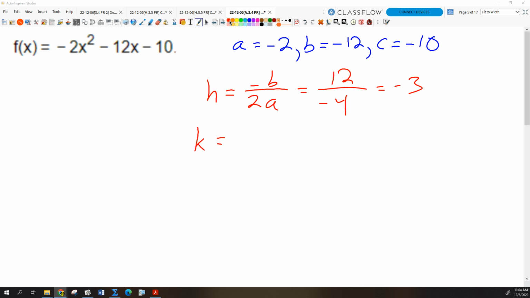If I know H is negative 3, how am I going to calculate k for this function? You told me this before, I think. Okay, remember, k is just going to be equal to f of h, right? K is simply going to be the output when I input h. So k is going to be f of -3, right? Well, what do I get if I plug that in? Every place I have an x up here, I'm going to replace it with the quantity -3.